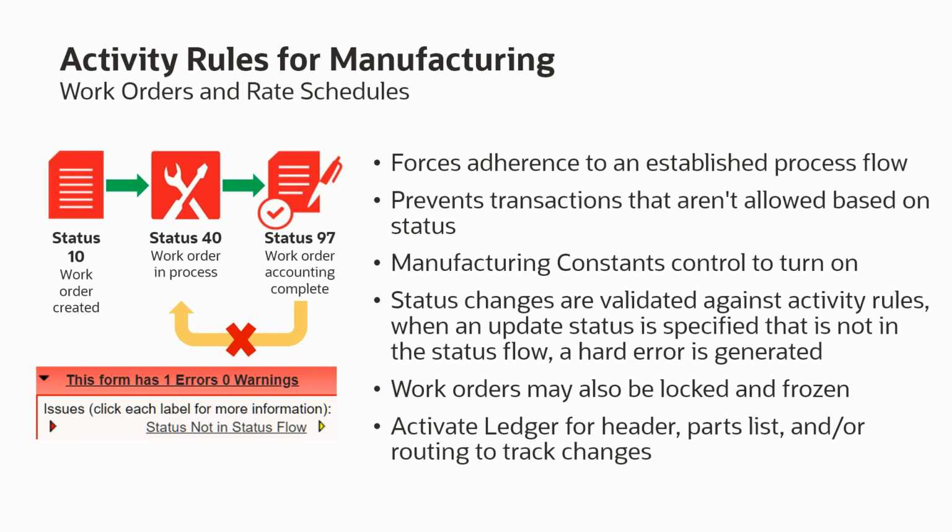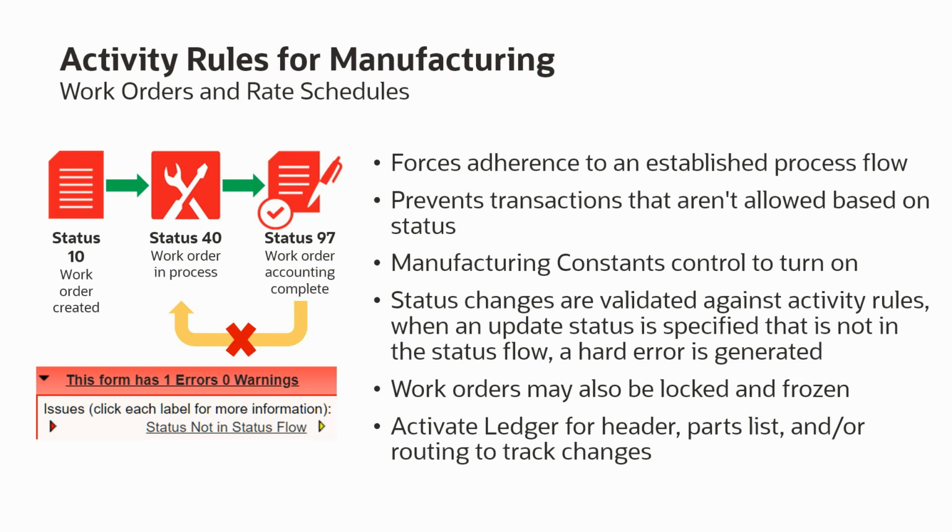Within manufacturing, we've always had the ability to prevent transactions beyond a specified status, but without activity rules, there was nothing to prevent a user from changing the status back to one that does allow them and then making the transaction. So for example, even though a work order was closed and all the accounting complete, a user could update the status and issue additional material, which would create data integrity issues. Activity rules prevent things like this.